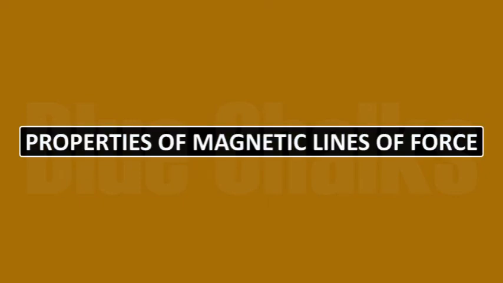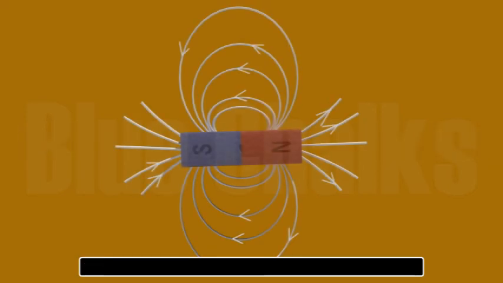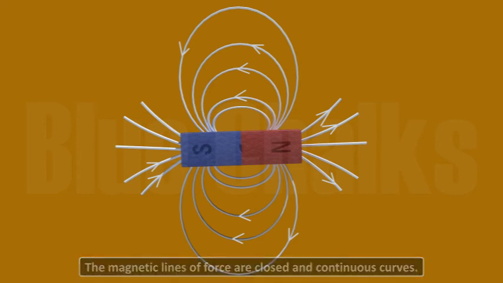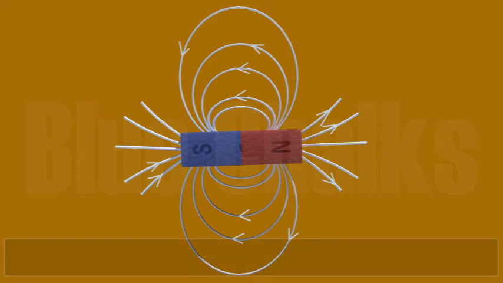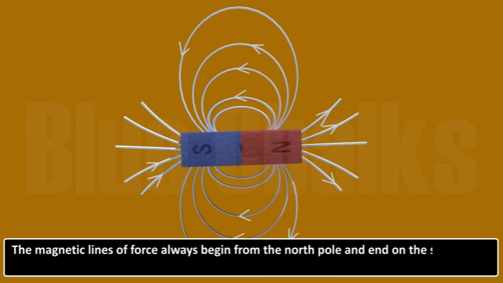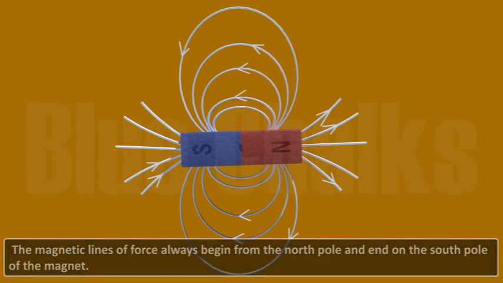Let us now discuss the properties of magnetic lines of force. The magnetic lines of force are closed and continuous curves. The magnetic lines of force always begin from the north pole and end on the south pole of the magnet.